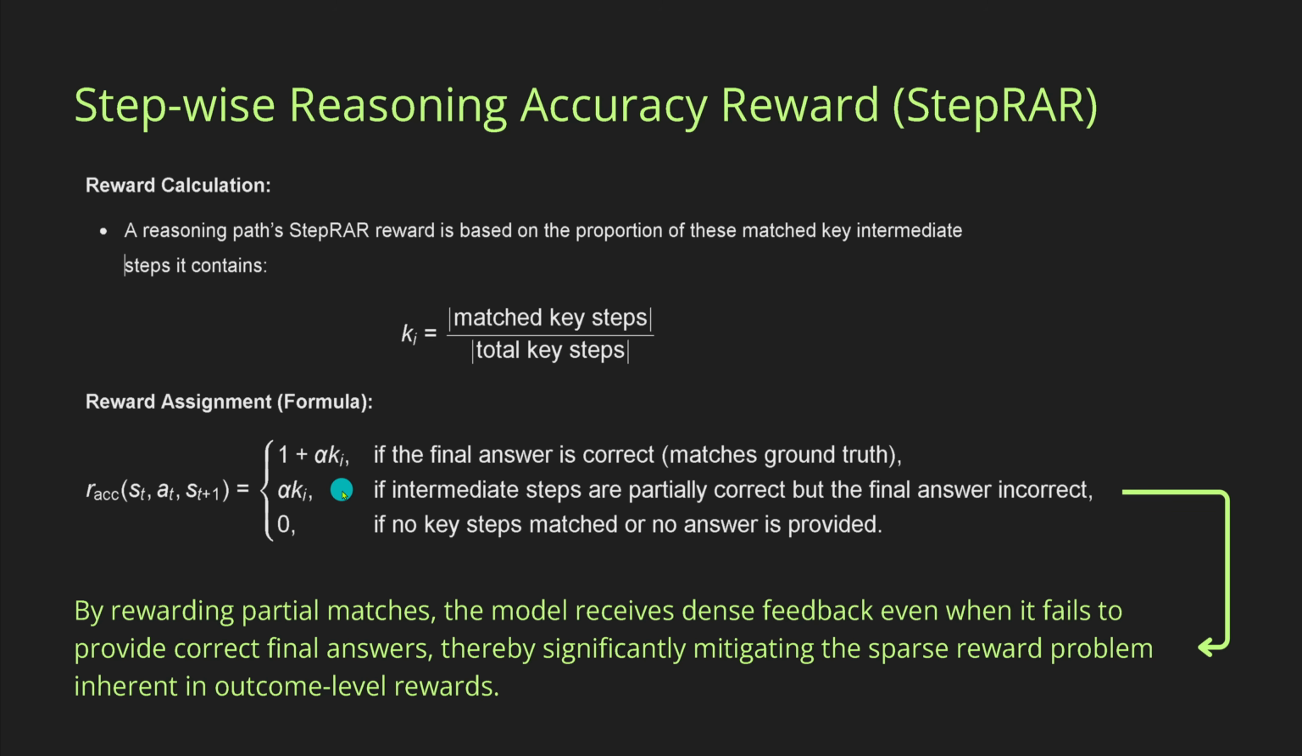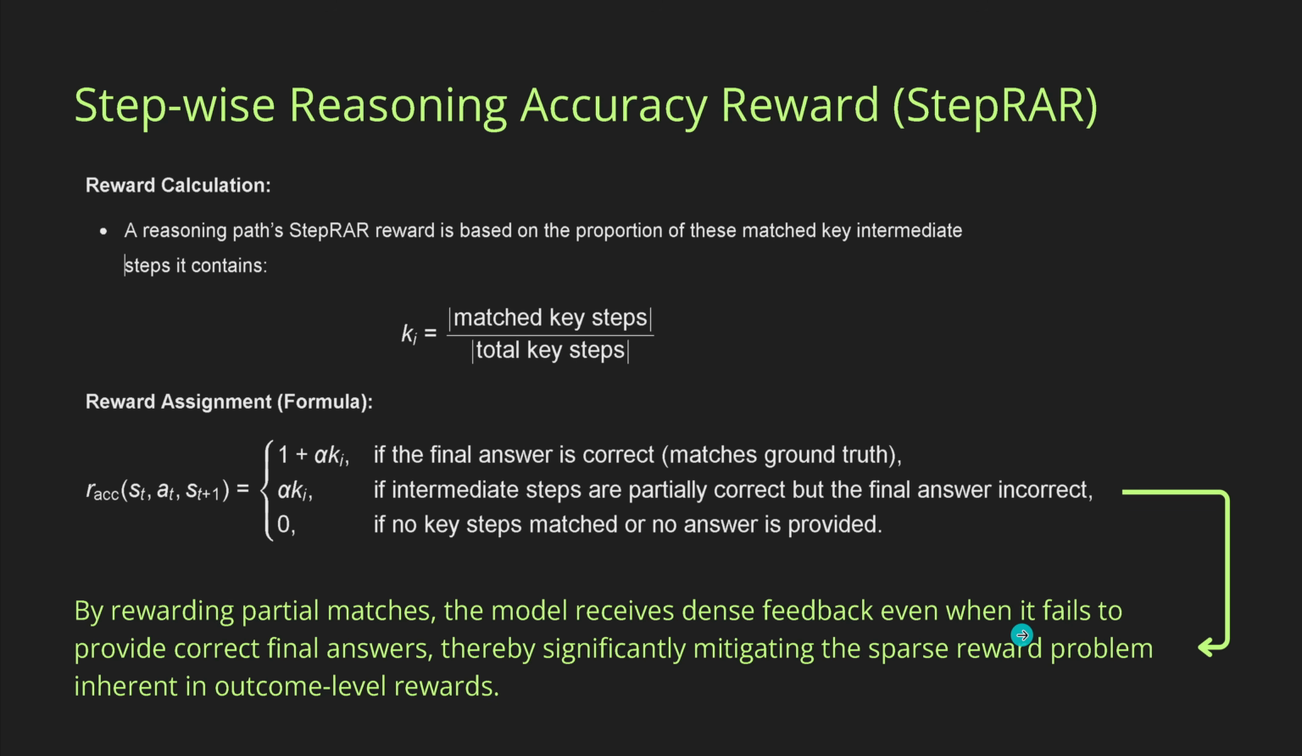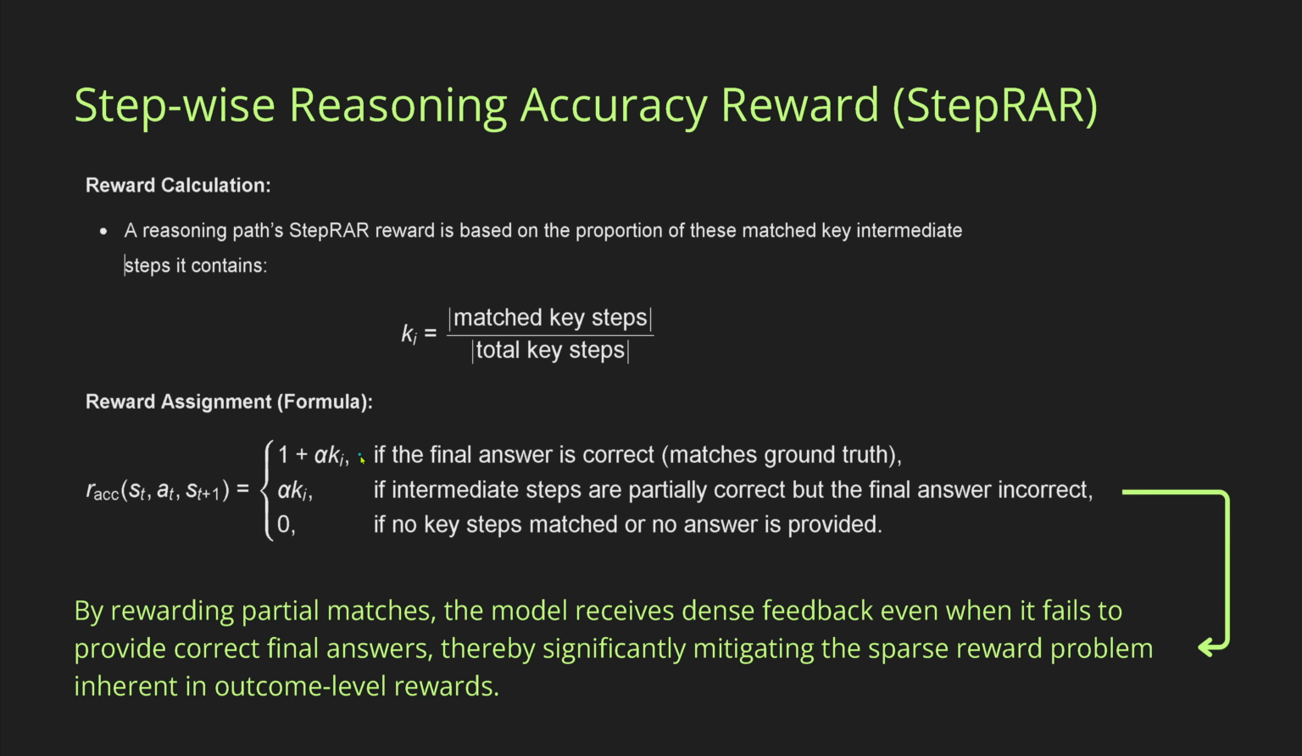The system now looks at this and gives you not just a 0 or 1, but partial reward matches. And this is nice, because now the model receives feedback even when it fails in the end to provide a correct final answer, thereby significantly mitigating the sparse reward problem inherent to an outcome-level reward. So this is a nice and so simple trick: let's have a look, these intermediate steps, are they partially correct, and can we award them a partial reward.